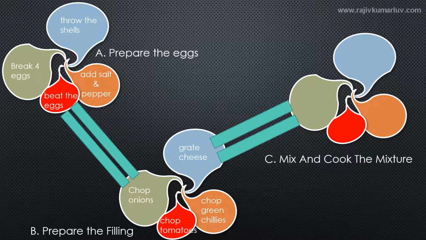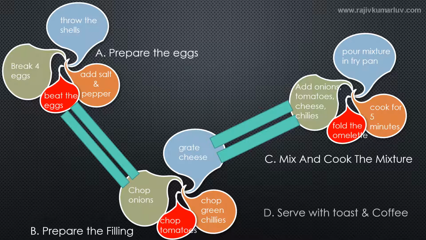C. Lastly, we mix and cook the ingredients. Add onions, tomatoes, cheese, chilies to the beaten eggs. Now pour the mixture in a fry pan, cook for 5 minutes, and then fold the omelette, and then finally serve with toast and coffee.